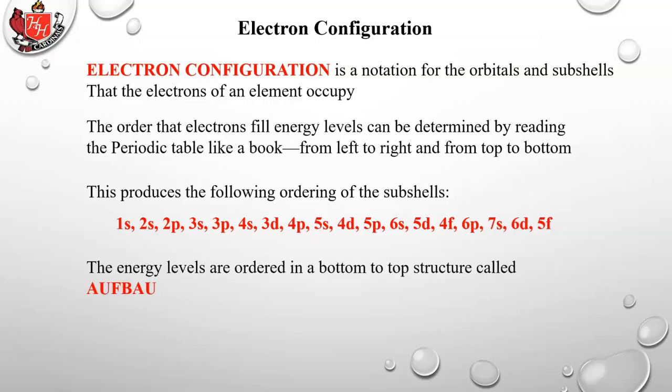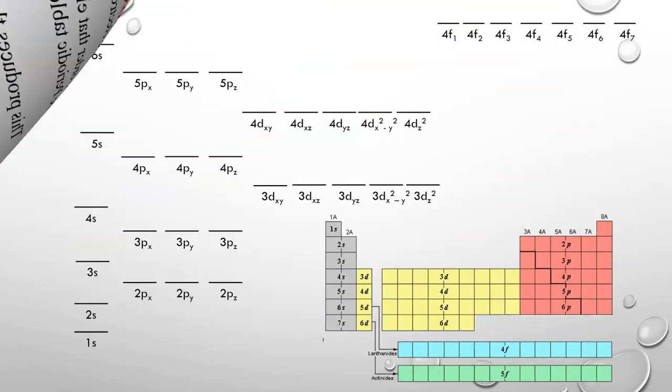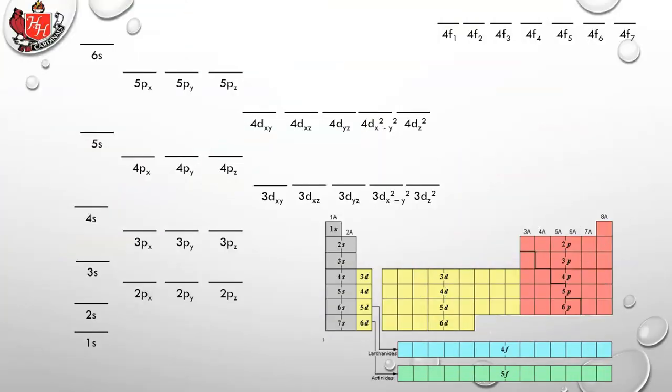The energy levels are ordered in a bottom to top structure called Aufbau, which is German, that means build up. Okay, so now you see, rather than drawing circular orbitals, this is the more sophisticated and more detailed way of showing orbitals and subshells. Okay, so we're going to show where each of these is on the periodic table.